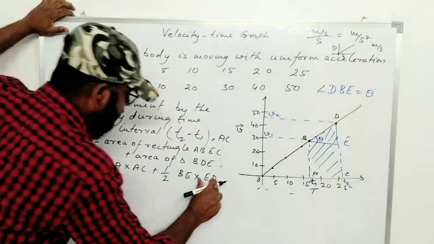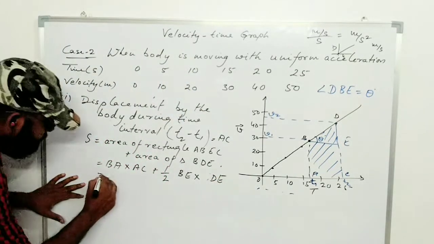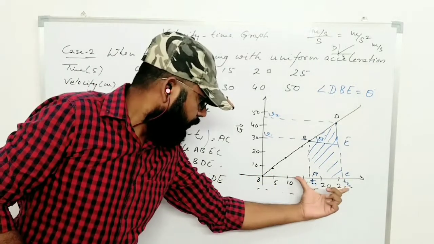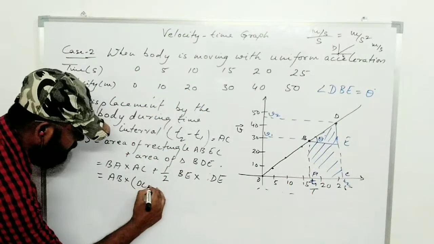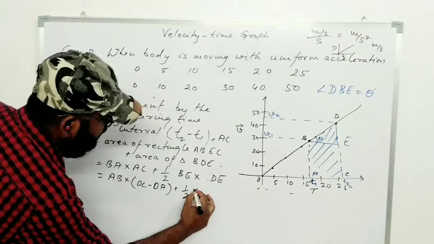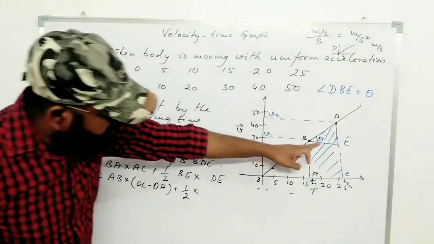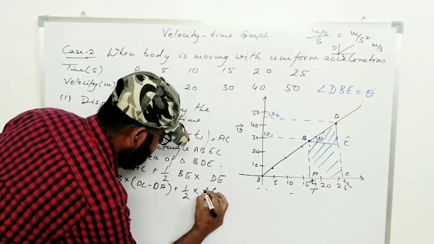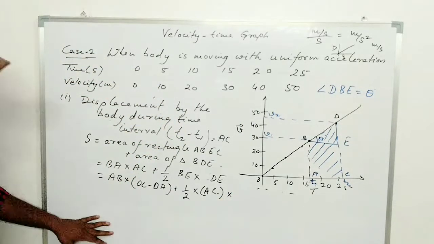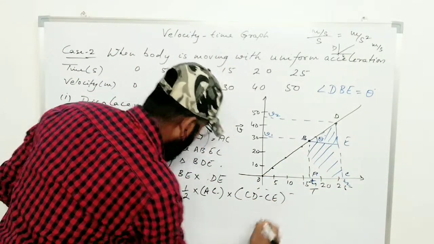Okay, write this also, DE also, put it. Now here AB into AC. What is AC? OC minus OA. OC minus OA plus half into what? BE. BE is equal to AC, okay, into DE, and DE is equal to CD minus CE.